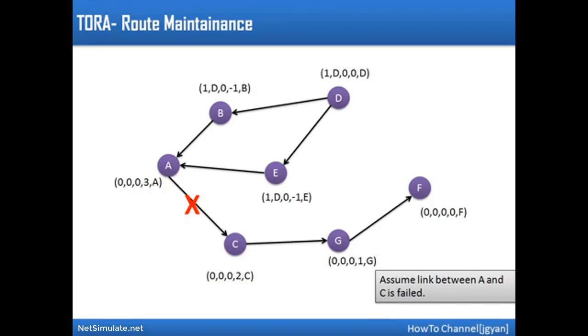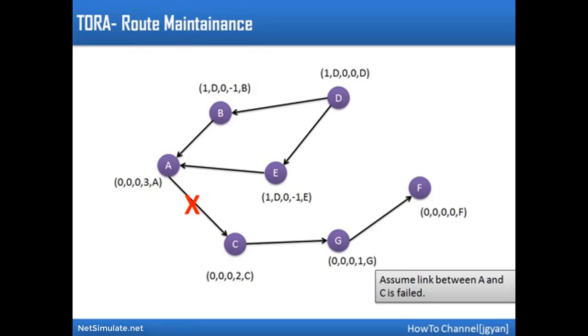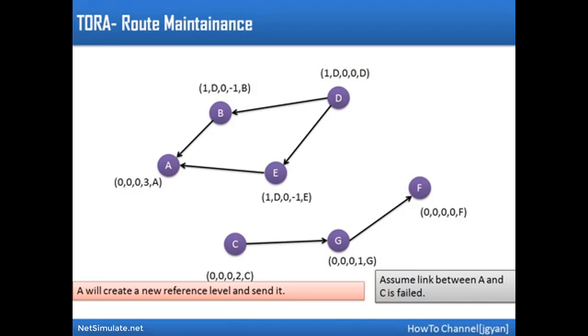So now we will see the last case. What happens when a node becomes without any downstream link because of the route maintenance process, and its neighbors have the same reference level? So we will take one more example. We are saying this link becomes inactive. So when this link becomes inactive, node A is not having any downstream link.